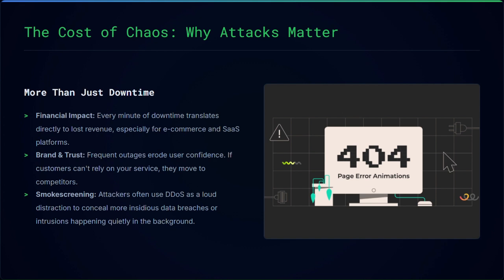And lastly, attackers often use DDoS as a smokescreen. While everyone is focused on the chaos of the traffic flood, the real criminals might be quietly sneaking in to steal valuable data. So we need to stop the traffic before it ever hits its target.